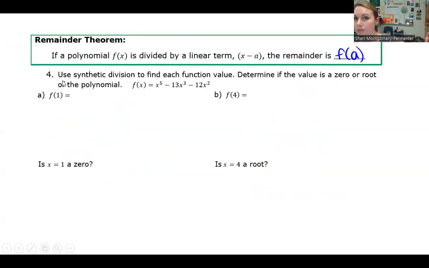So when we set these problems up, it says use synthetic division to find each function value, and then we're going to determine if it's a root or not. For the first one, the number that's in parentheses is the number that you put in the house. Same thing with B. The number that is in parentheses is the number that goes in the house. You don't change the value.